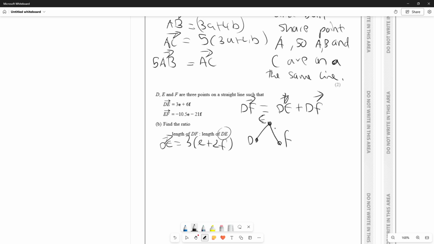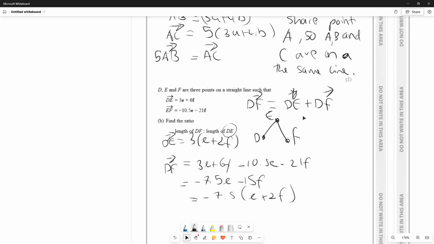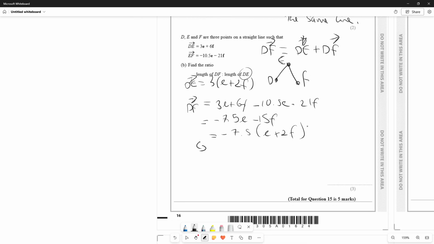So let's figure out DF, which is the E plus, so it would be DE, which is 3E plus 6F minus 10.5E minus 21F, because you're adding them. Simplifying terms, we get minus 7.5E minus 15F. And we can simplify this by taking away the minus 7.5 and get E plus 2F. Now, lengths have to be positive. So we get 7.5 E plus 2F.